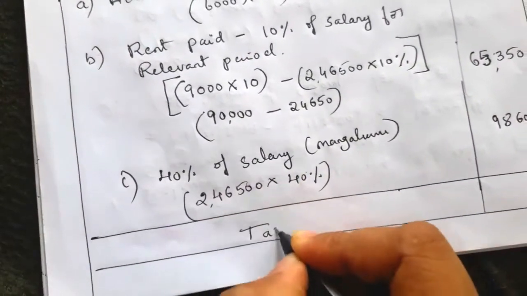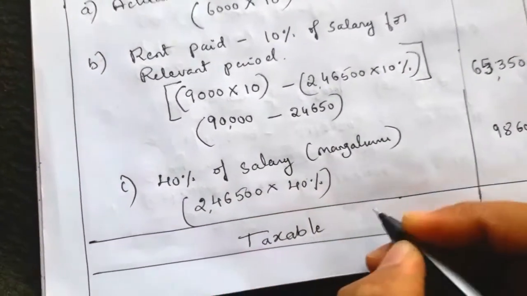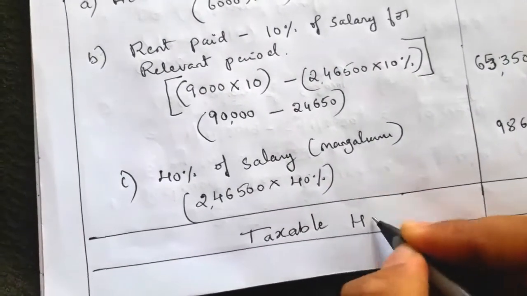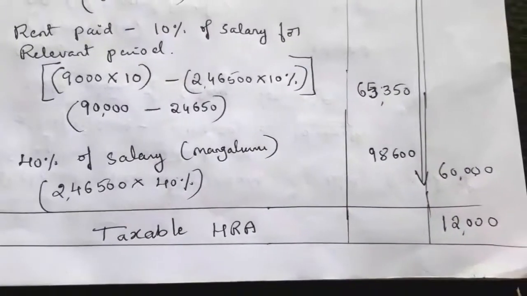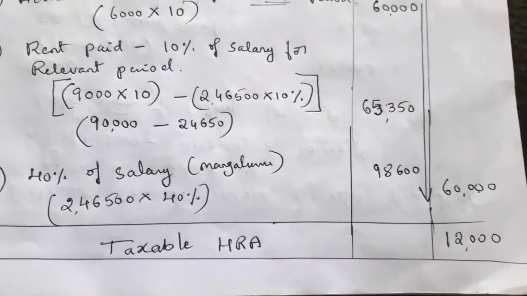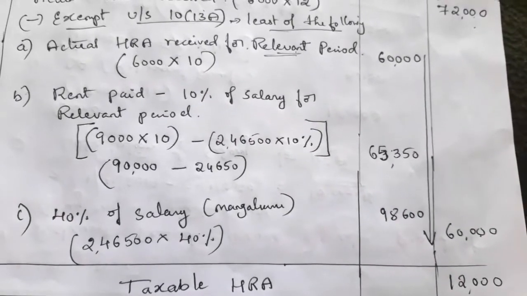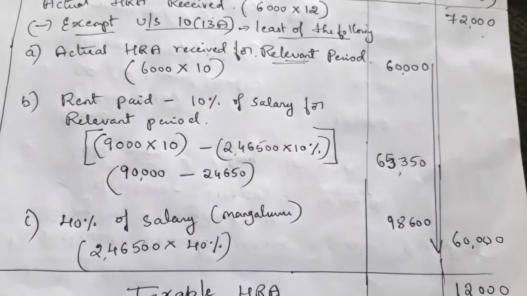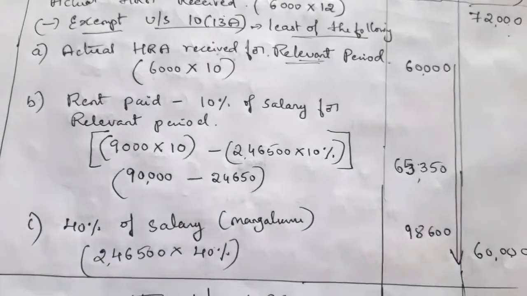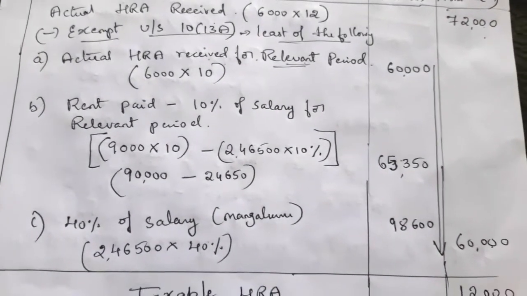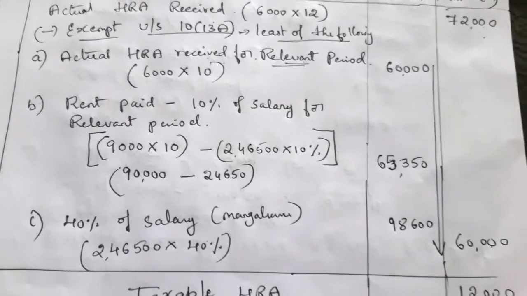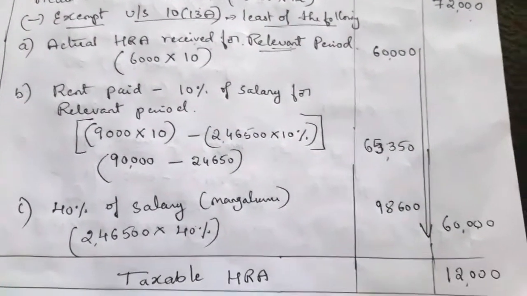So this is a taxable HRA. So only on the 12,000 rupees he has to pay tax, not on the 72,000 HRA received. He pays tax only on 12,000 because he can claim an exemption as per section 10(13)(a) of the Income Tax Act. So this is about the first illustration under house rent allowance, taxable house rent allowance.